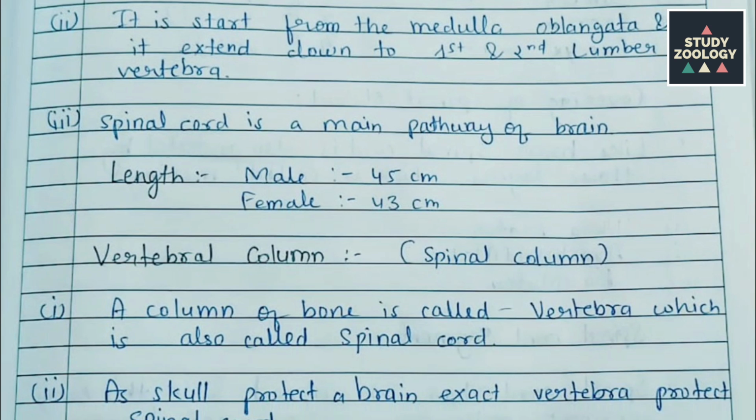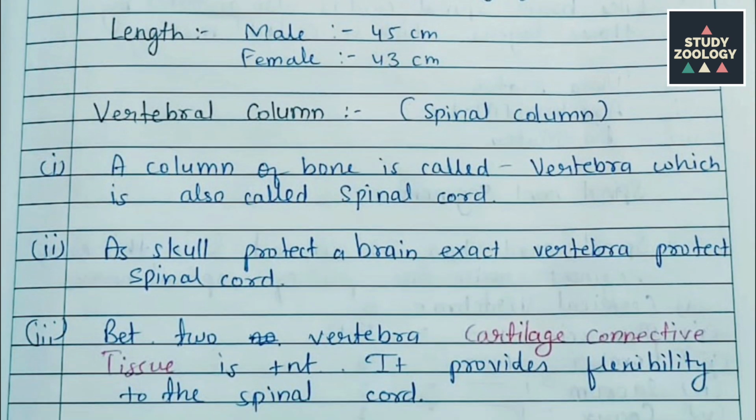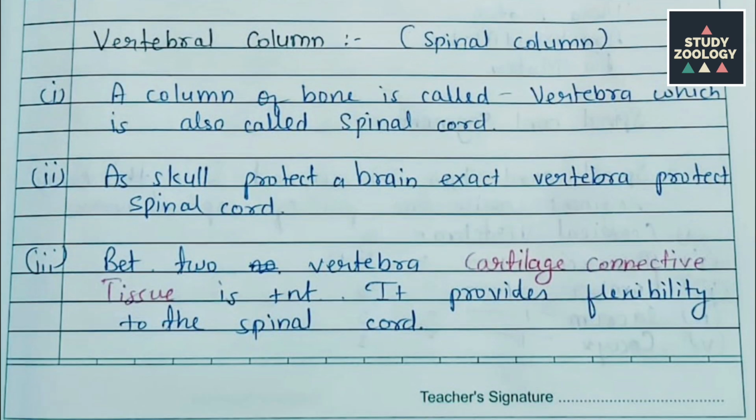Vertebral column or spinal column. A column of bone is called the vertebral column. As the skull protects the brain, the vertebrae protect the spinal cord. Between two vertebrae, cartilaginous connective tissue is present. It provides flexibility to the spinal column.